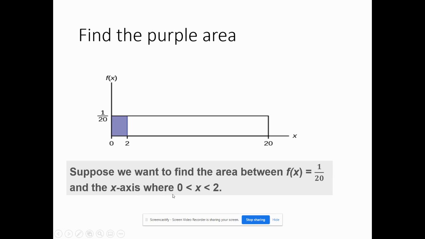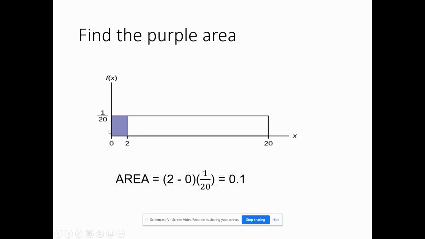Okay, so suppose I want to find the area between f of x equals 1 over 20 and the x-axis where 0 is less than x is less than 2. And remember, it doesn't matter that I don't have the equal sign there, because when we're doing continuous random variables, that doesn't matter. So I'm looking at this little area in purple right here. I'm just going to do the area again. So 2 minus 0, multiplied by 1 over 20 equals 0.1.